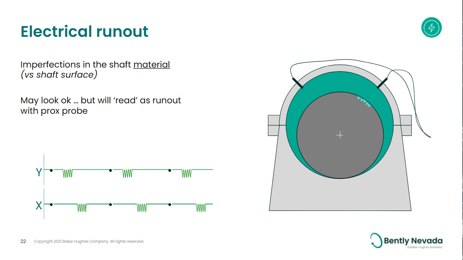Here in my example, I've just done a very simple little small patch of quote-unquote electrical runout to show that it's easy to see. But in reality, it's going to be a lot harder to identify. Typically, electrical runout or shaft material imperfections are going to be around the circumference of the shaft. It's going to look like noise. Even though the shaft surface may be perfectly smooth, you're going to see that showing up as roughness in that signal. Definitely need to be aware of that.